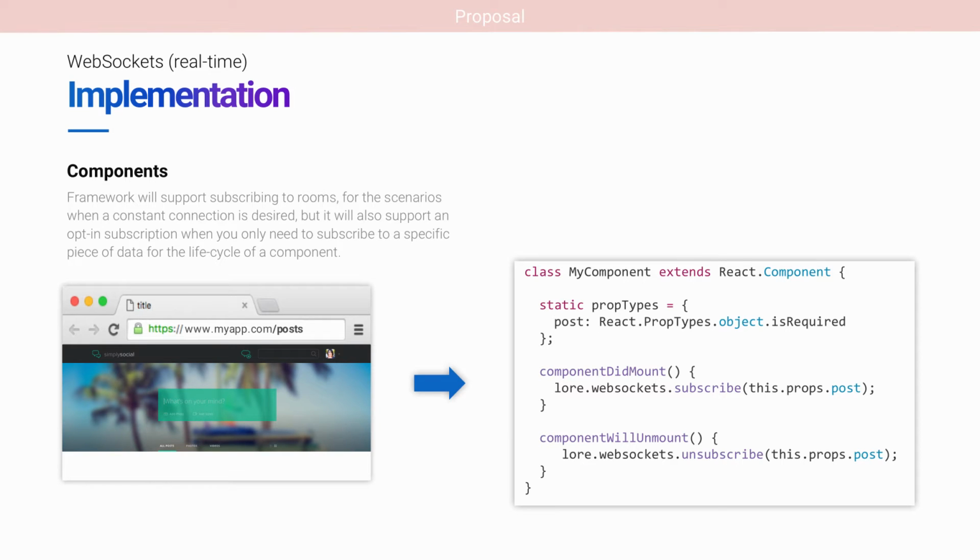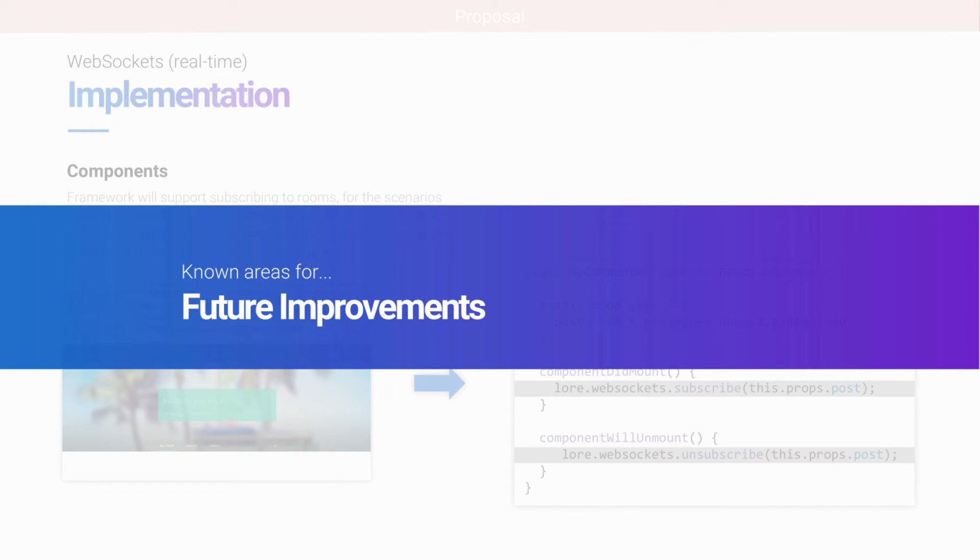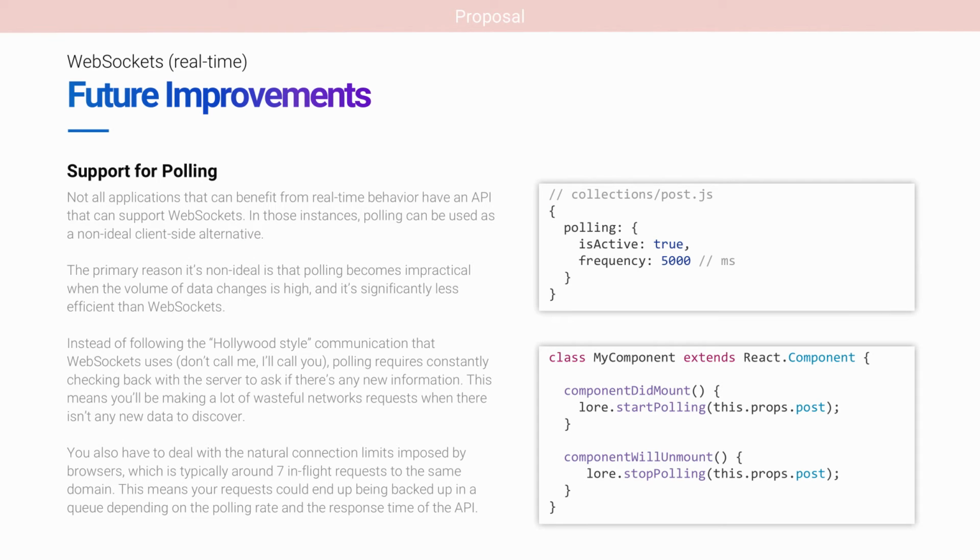Alternatively, if you only want to subscribe to a specific piece of data and not an entire room, Lore will supply functions to subscribe and unsubscribe to data, such as when you only need to be notified during the lifecycle of a specific component. All right, so known areas for future improvement. So I'm not going to read this. Feel free to pause the video if you want to.